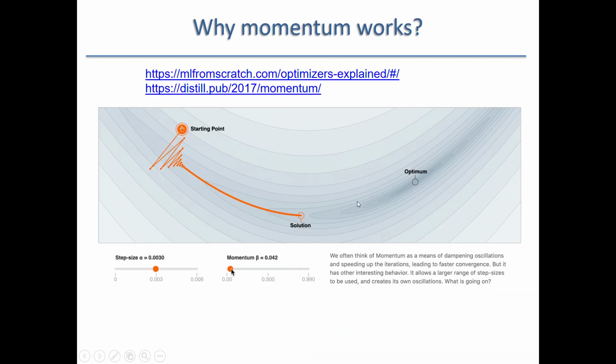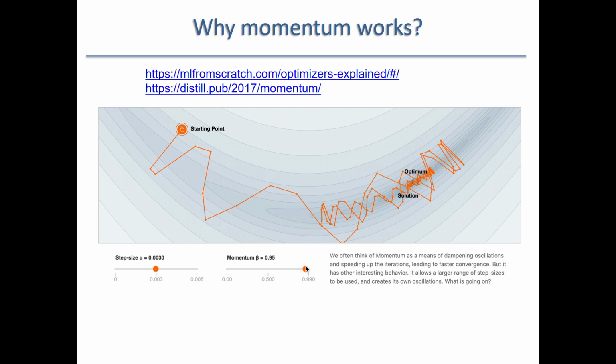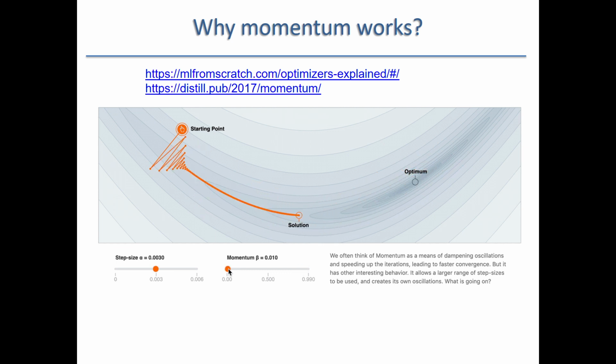And the other one is that it allows for a larger range of step sizes. So now the range of step sizes for which the algorithm converges is somehow modified by the convergence also of the momentum. So now you have 2 degrees of freedom to play with the optimization.